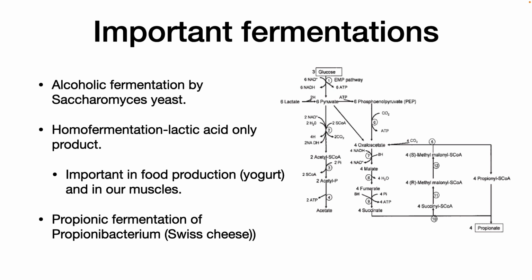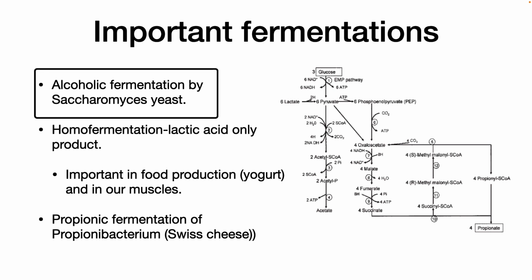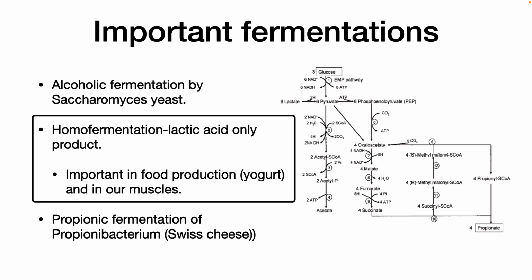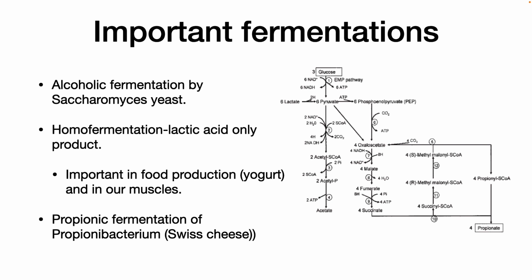Here are some important fermentations. First of all, alcoholic fermentations, which are important in alcoholic beverage production. Lactic fermentations are used in many food products such as yogurt, cheese, and kombucha. There can be homofermentations and there can be heterofermentations. And what that means is some homofermentations will produce lactic acid only. Heterofermentations will produce other products, as you'll see.